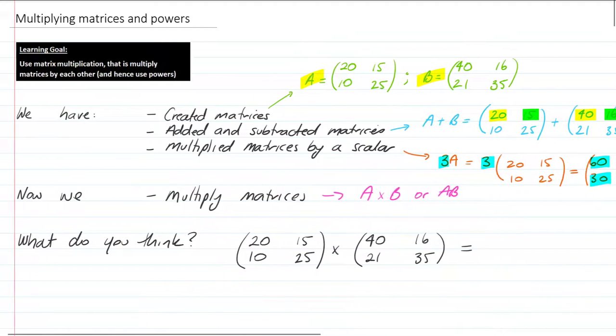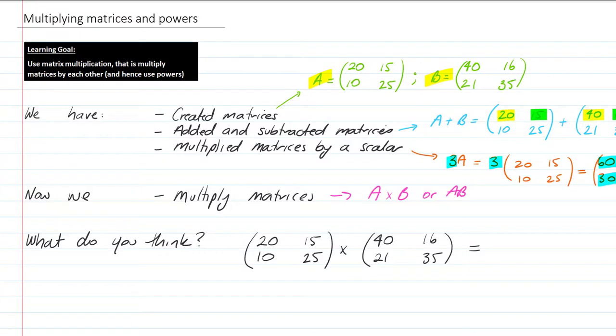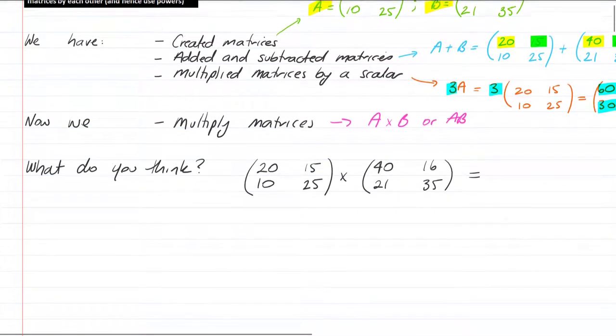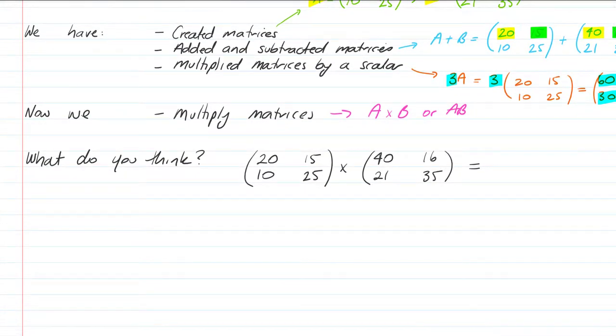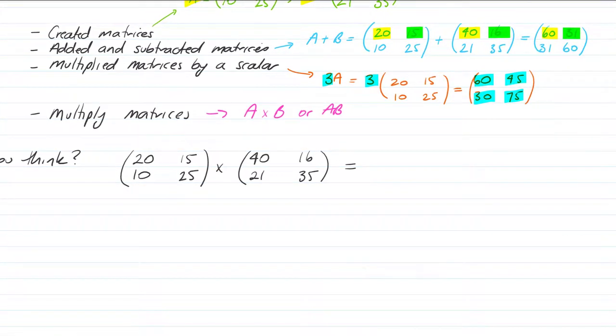So now we're going to multiply matrices together, because previously we've multiplied by a number, a scalar. Now we're going to multiply matrices, A times B, or we can write that as AB. So let's have a look at what we think. And this was meant to be a thinking exercise. This is meant to be me just checking out what you thought about this. And I'm guessing now that's not going to happen, but let me have a guess.